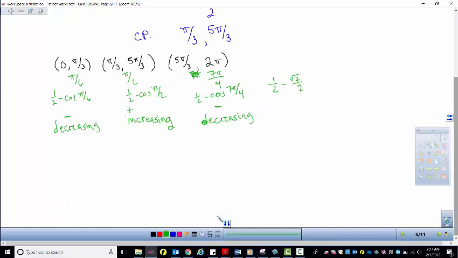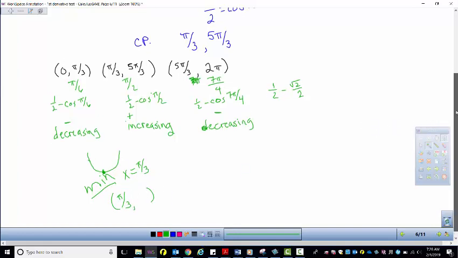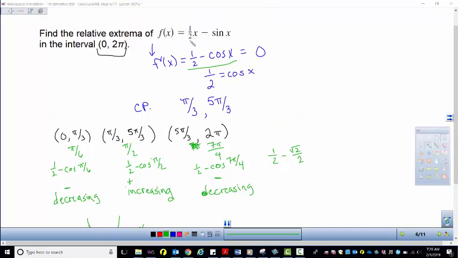So again, looking at our first derivative test, we went from decreasing to increasing, which means right here is a minimum when x equals pi over 3. Okay, so what you can do then to get the y value, you have to go back up here and you put pi over 3 into this to get your actual minimum value. So if I put pi over 3 in there, I get 1/2 times pi over 3 minus the sine at pi over 3. So this just gives me pi over 6 minus the sine at pi over 3, which is square root of 3 over 2. And I would leave my answer like that.